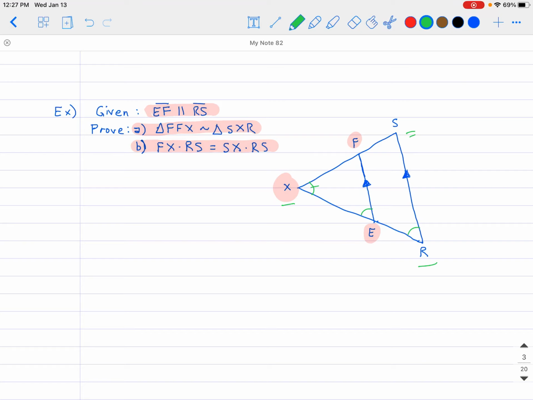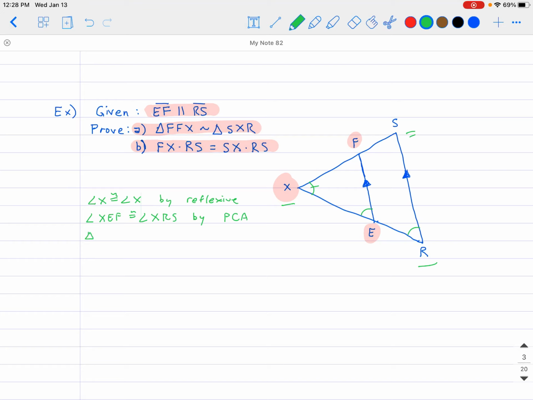So let's go ahead and look at this as a proof then. We can say angle X is going to be congruent to angle X by reflexive. Okay. Then we can say that angle XEF is going to be congruent to angle XRS by PCA, right? Because the sides are going to be parallel, so therefore their corresponding angles are going to be congruent to each other.